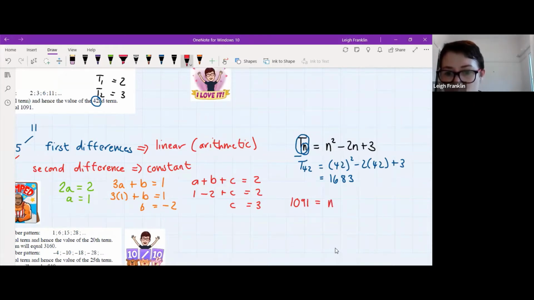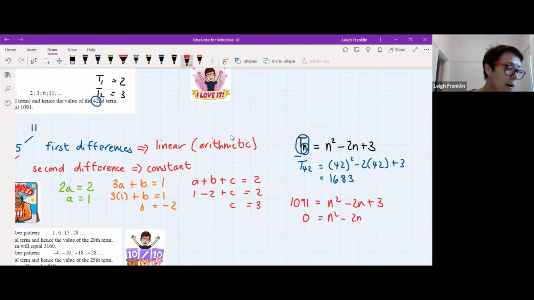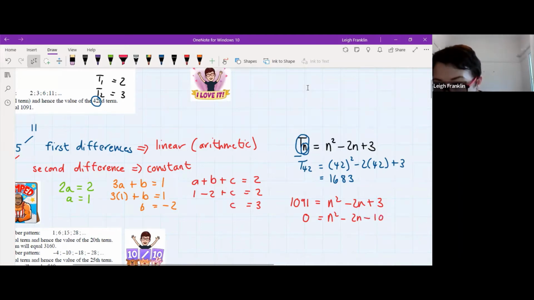It's going to be equal to n squared minus 2n plus 3. And now we need to get it into standard form. So that means taking our big number 1091 over to the other side. It's then going to be equal to n squared minus 2n. And now we need to say 3 minus 1091. All right, and that means that we're going to end up with negative 1088 on the left-hand side.